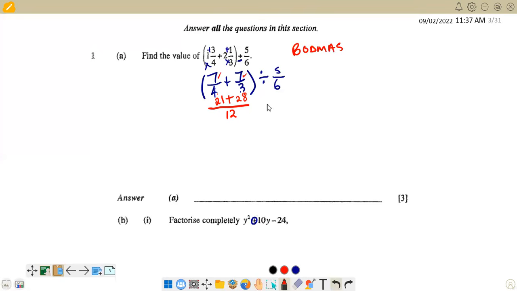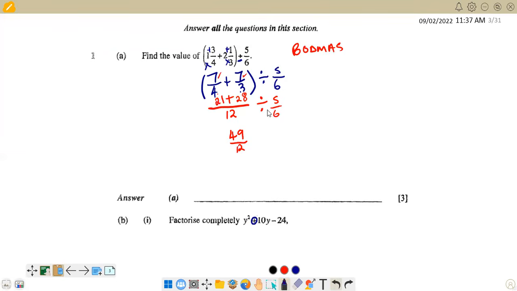And if we are to add these two, we obtain a certain answer. Okay, so let's see what you're going to obtain. 28 plus 21 is going to give us something like 49. This is paper 2, guys. Use your calculator, you can add. That's 49 over 12.